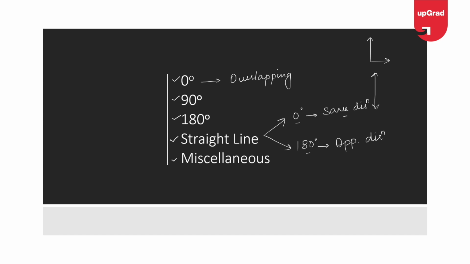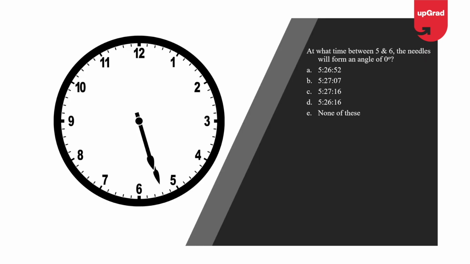And then the last one, that is miscellaneous, which means we'll be talking about some of the angles, like for example, 45 degrees, 30 degrees, 20 degrees, or any other number except 0, 90 and 180. So we'll take all these cases one by one. So here is one question based on that.